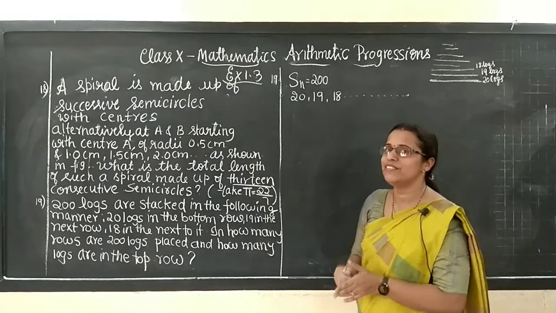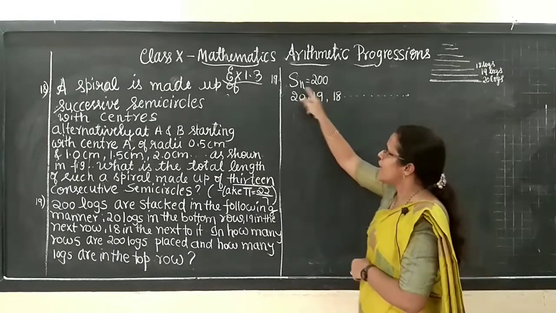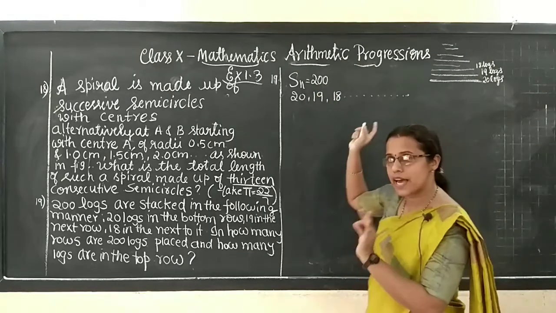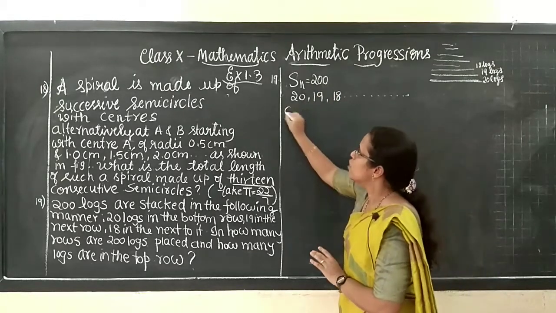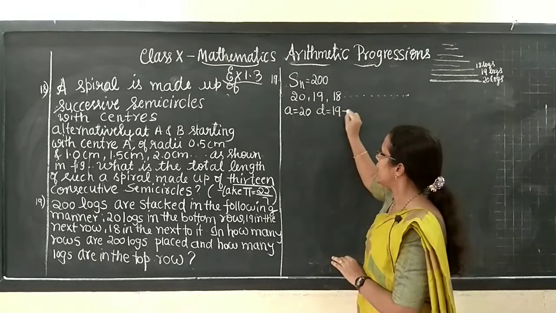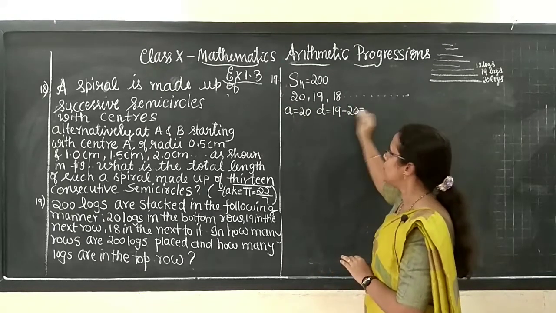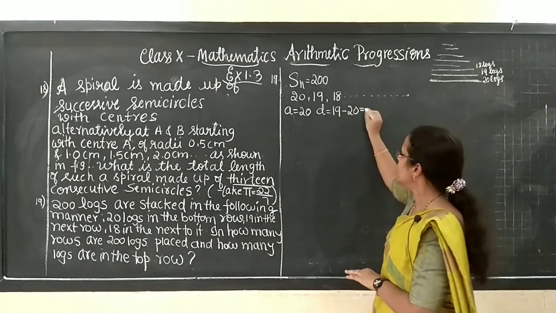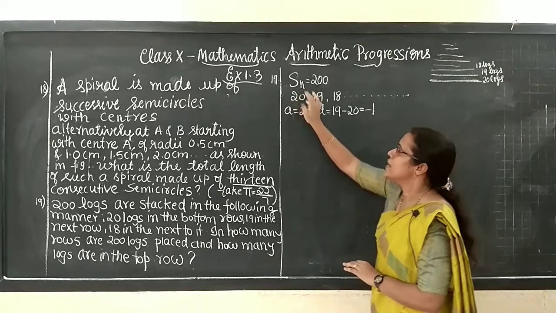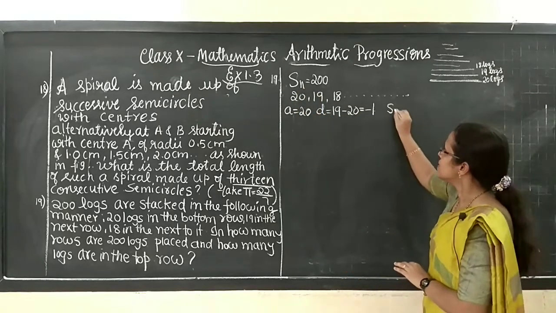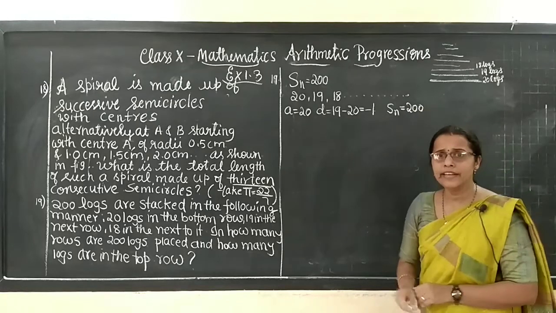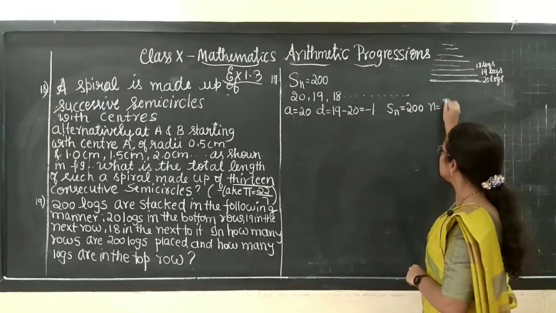So what is given and what do they ask? Sn is given. Then the sequence is like this, an arithmetic progression itself. So a is 20, d is 19 minus 20, which is equal to minus 1. Okay. Then n you don't know. Sn is equal to 200. You know that, right? You have to find out n, the number of rows.